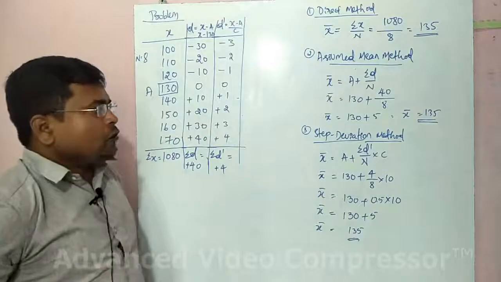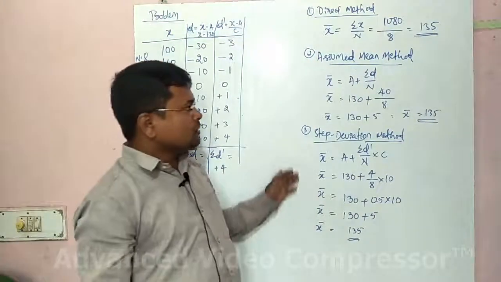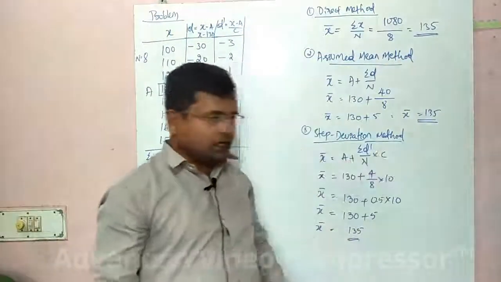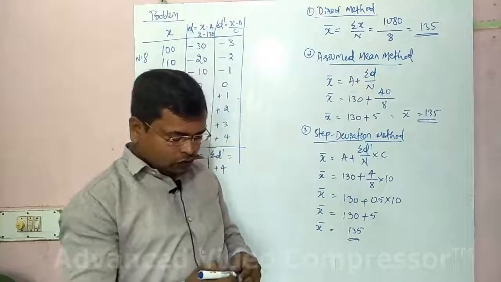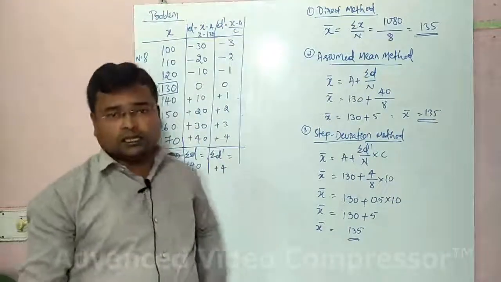So now we have calculated the arithmetic mean for individual series in all the three methods, and in all three methods we have got the same answer: 135, 135 and again 135. So this is about the arithmetic mean for individual series.